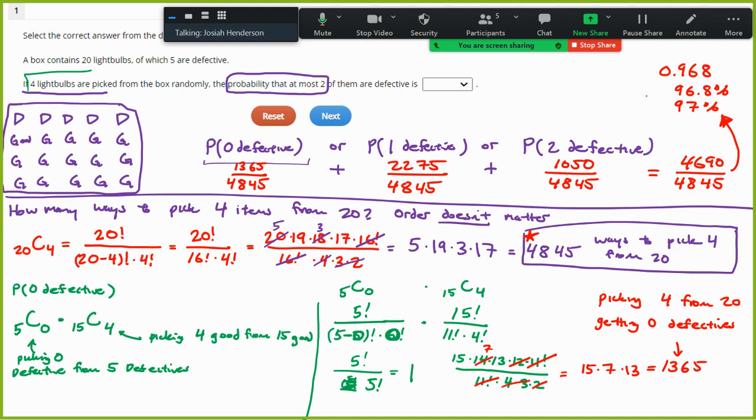So just a warning, there's a couple problems in the mastery test that are going to be like this one. How do we know if it's like this one? It's this keyword from the writing, at most 2. So because of that, we had to do 3 different cases: 0 defectives, 1 defective, and 2 defectives. We don't do more than that because if we had picked 3 defectives, that's more than at most 2, right? It's greater than 2. So because of this at most 2, we basically know we have to do these 3 different ones and then add them all up.